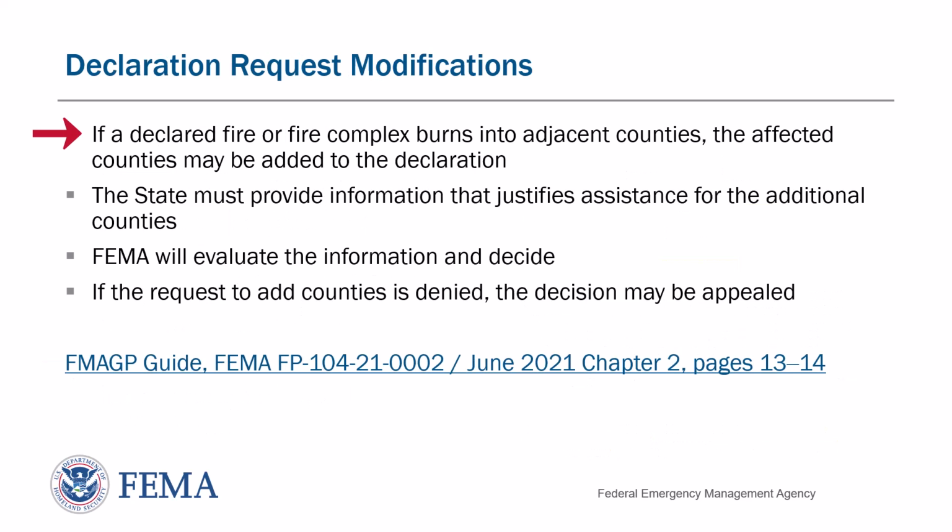If a declared fire or fire complex burns into adjacent counties, the affected counties may be added to the FMAG declaration. To be eligible, the state must provide FEMA with sufficient information to justify assistance for the additional counties. The state must submit the same type of information for the requested add-on counties as was provided to FEMA for the original declaration request. FEMA will evaluate the information provided by the state and decide whether to designate the additional counties. The evaluation is based on the threat of the fire, potential economic impact, weather conditions, and committed and available resources.